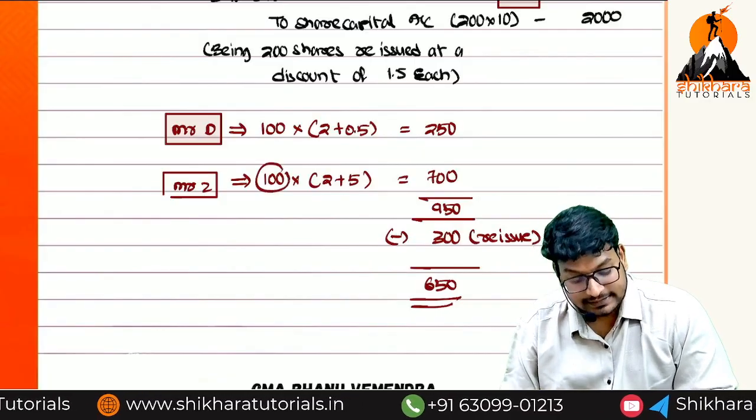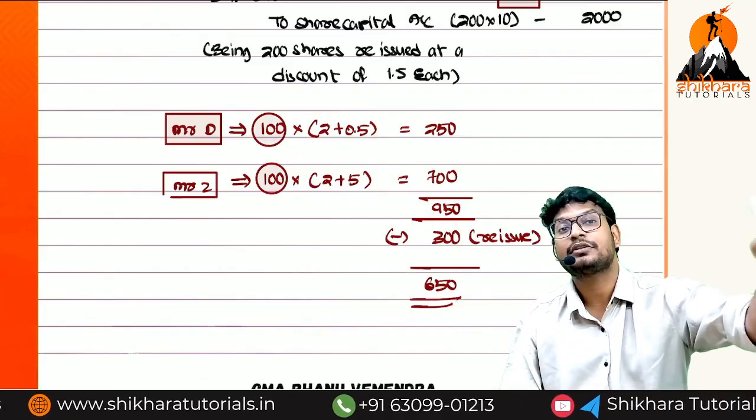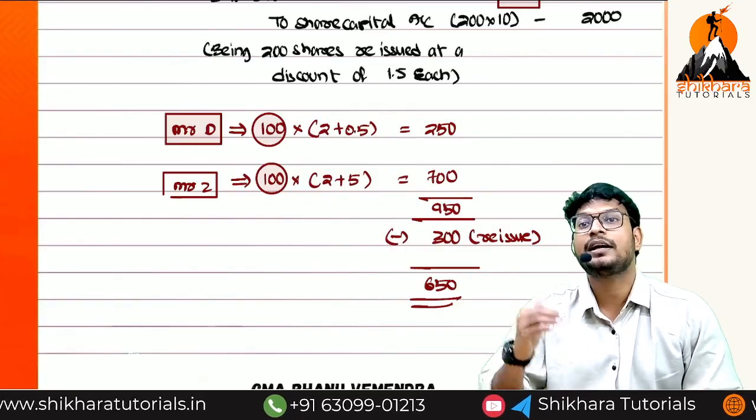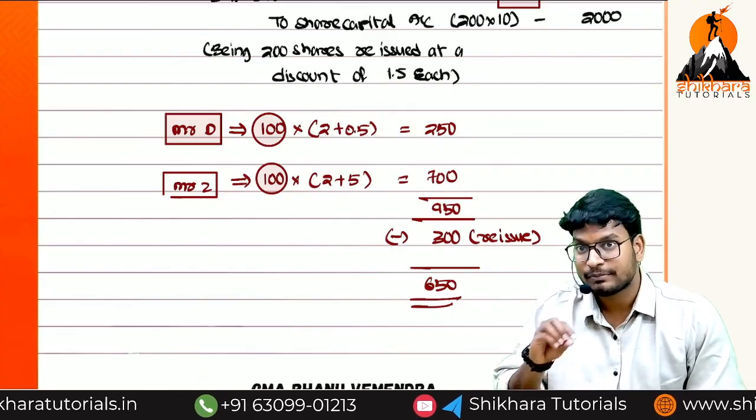100 of Z's and 100 of D's only we have reissued. After the reissue only, we have transferred to which account, ma'am? Capital reserve. Before reissue, it will be added to the share capital. Have we discussed this or not? We have discussed it already. Do you remember it or not, ma'am?